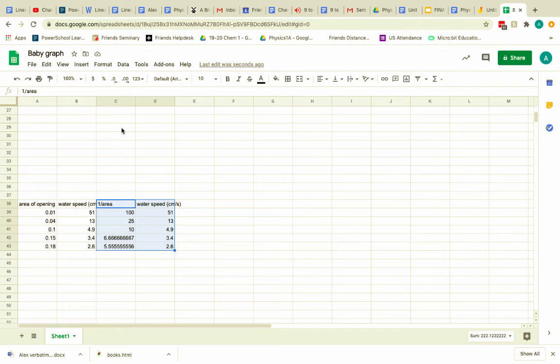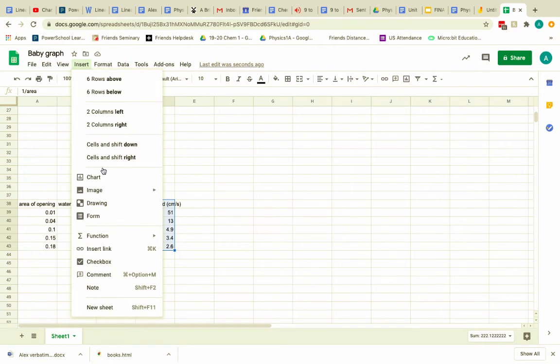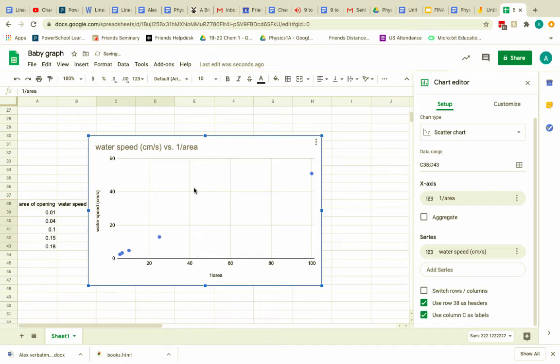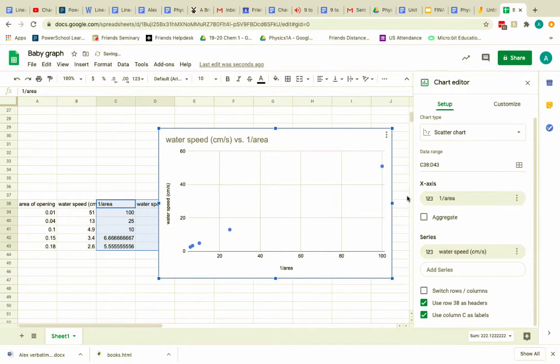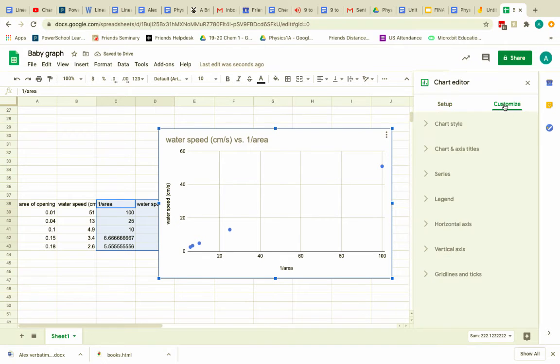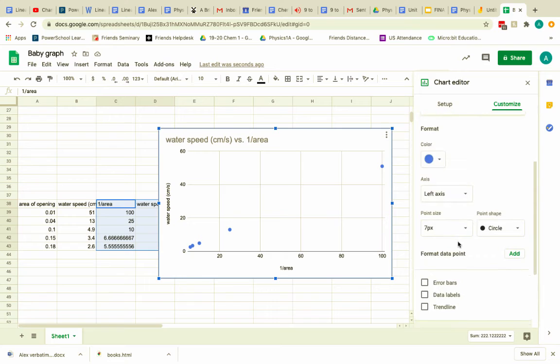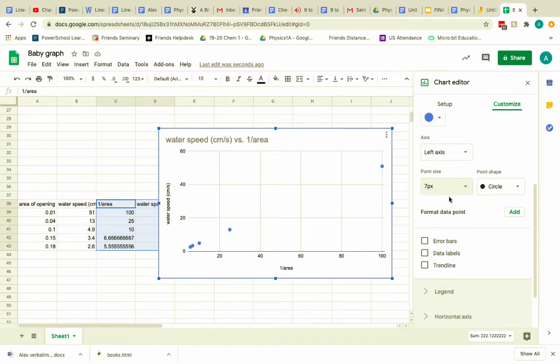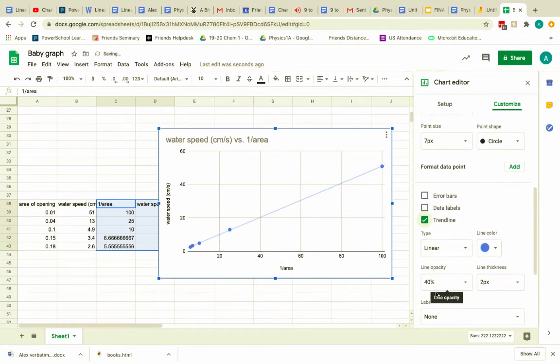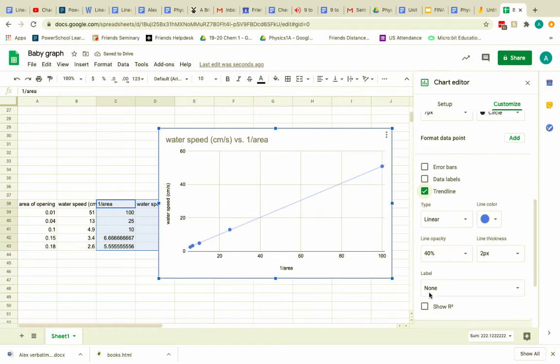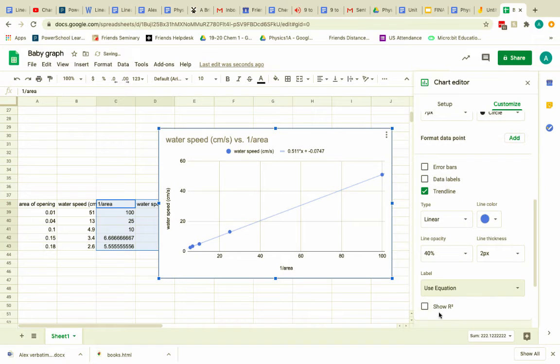Okay. So now what I'm going to do is highlight the new data, 1 over area versus water speed. We go to Insert, Chart, and look at that. That's a beautiful line, isn't it? Okay. So I'm now going to go to Customize, and get an equation by going to trend line. Look at that. Those data really fit on the line. Label, use equation. And well, look at that, I have an equation.